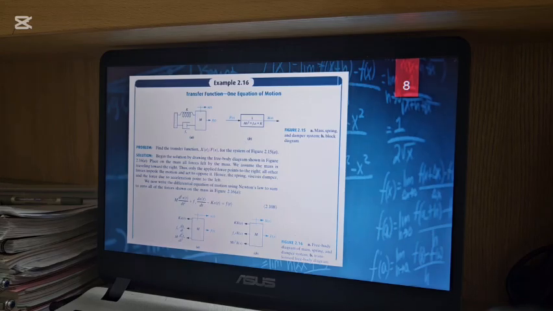The problem: find the transfer function X(s) over F(s) for the system of the figure. The solution begins by drawing the free body diagram as shown. Place on the mass all forces felt by the mass. We assume the mass is traveling toward the right.